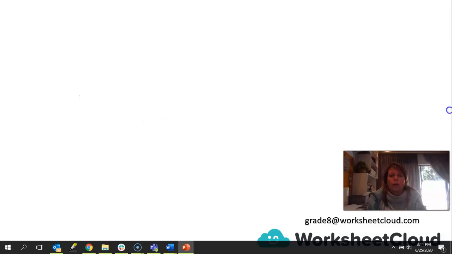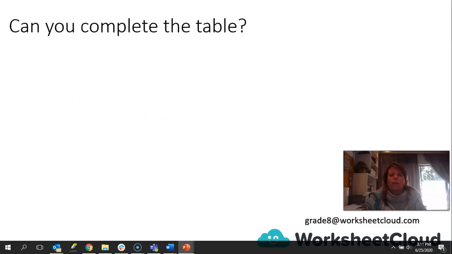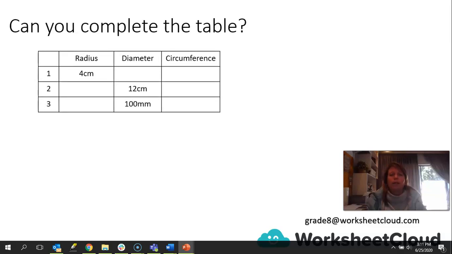Okay, right, can you complete this table? Here's a table with measurements put in for you, and now you have to figure out what the missing measurements are. Working from the radius to the diameter is pretty simple, because all we do is double it. So the diameter of that first circle would be 8 centimeters.